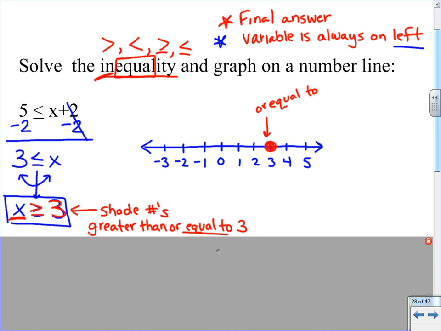And I'm either going to shade all the numbers on the left, or I'm going to shade all the numbers on the right. In this case, since we want the numbers that are greater than 3, numbers like 4 and 5 are greater than 3, so we're going to shade to the right. This is a graph of all the numbers that are greater than or equal to 3.